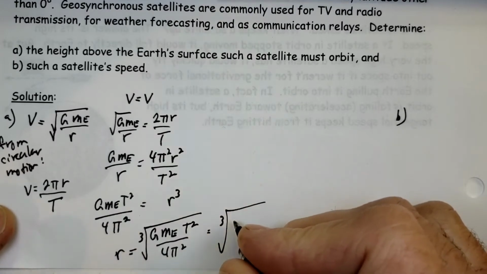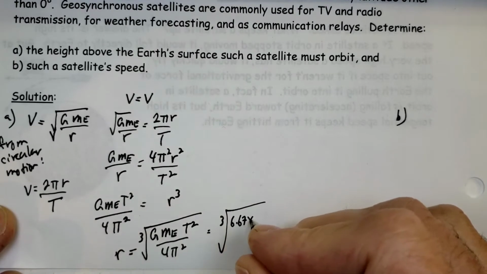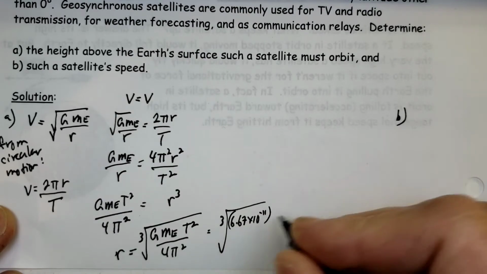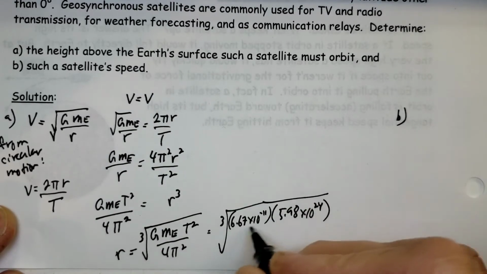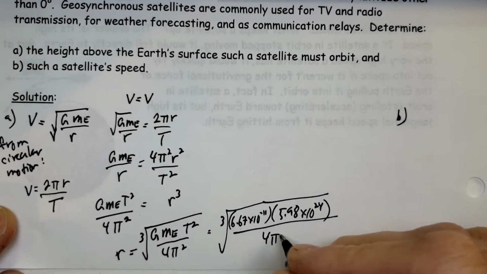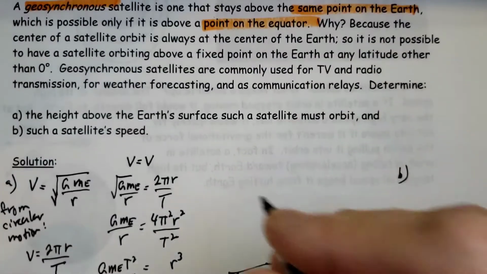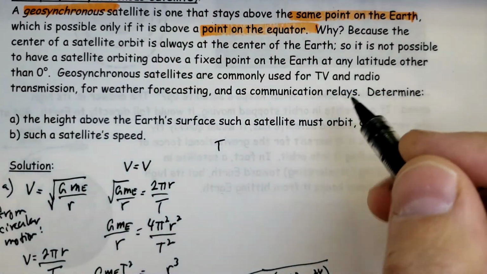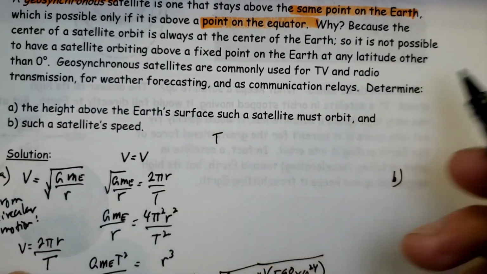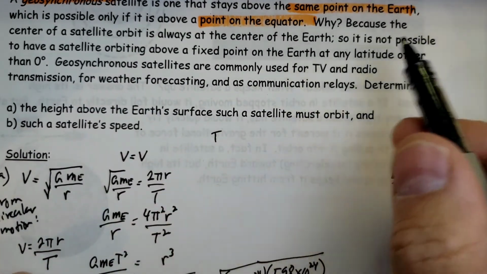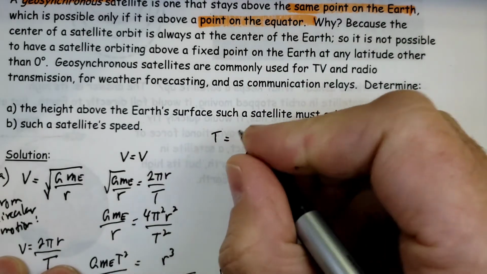So the big G, 6.67 times 10 to the minus 11. Mass of Earth that we have from before, 5.98 times 10 to the 24. Now T I don't have, so I'm going to have to figure that out. So if we look at T being 1 day, so that's what the period will be. The seconds to make one complete revolution around is going to be equivalent to 1 day.